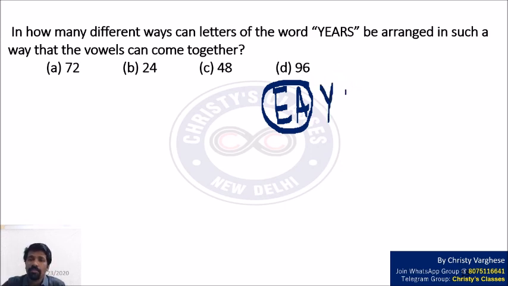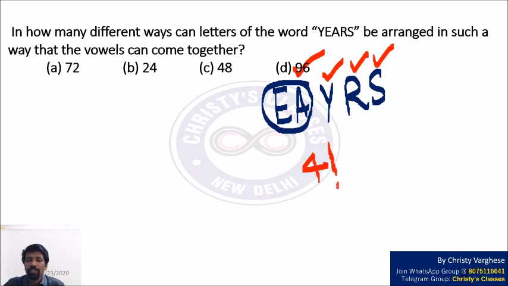Now how many letters are remaining? Y, R, S, 3 letters. That means in total there are 4 letters: EA is 1 letter, and Y, R, S. If 4 letters are there, definitely 4 factorial arrangements will be there.